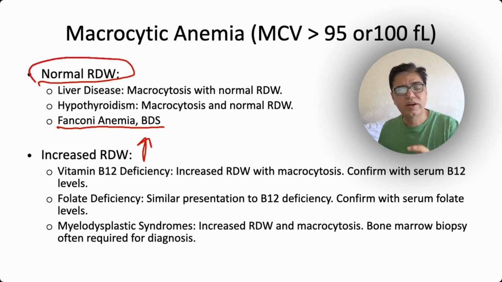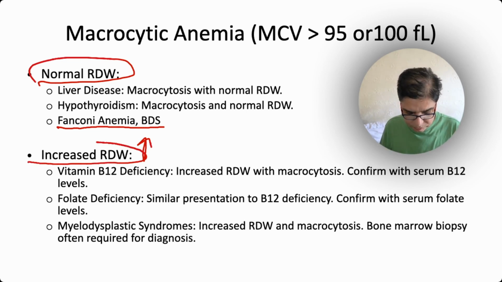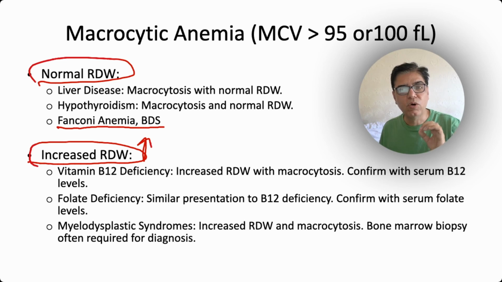So normal red cell distribution with macrocytic anemia suggests liver disease, thyroid disease, or these syndromes. But if with the macrocytic anemia you are getting increased red cell distribution width, it's very important that in all these things you ask for a slide to be prepared. The difference between these is automatic. As I told you, there is a Coulter machine that does this calculation.